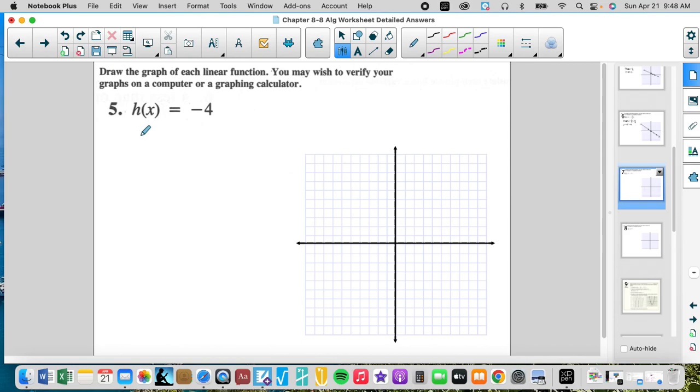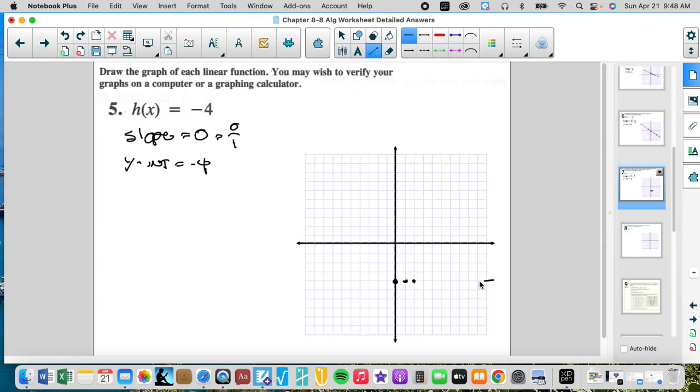I like this one also. Good, they've got some good ones. So this has a slope of 0, not no slope. It has a slope of 0 and a y-intercept of -4. 0 as a fraction is 0 over 1. So -4, 1, 2, 3, 4. I'm going to go down 0, right 1, down 0, right 1. So I have a horizontal line.